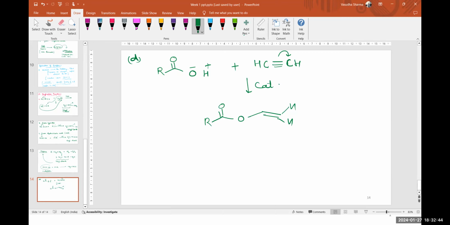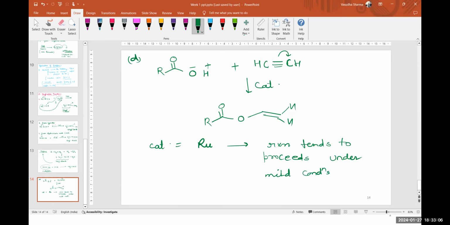So if we are using the catalyst here, then the reaction tends to proceed under mild conditions. It doesn't require high temperatures or pressures, just mild conditions, and with a high degree of selectivity. That means the region at which it is going to attack, if we have different groups, as I will be showing you in the next slide.